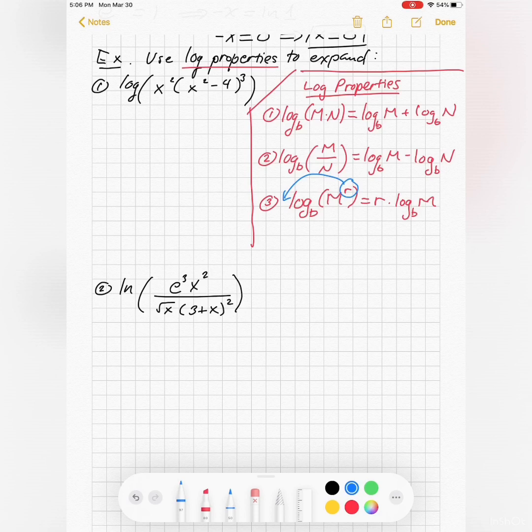So if you're looking at something like example 1 here, notice that I have the log of a product. I have this guy times this guy. Now I do have an exponent, but notice that that exponent 3 is only on the one factor. So I can't actually move that to the front of the whole logarithm because it's not attached to this first factor x squared. So instead, I'm going to first use the fact that I have a product, and so I'm going to use rule 1. So this turns into the log of x squared plus the log of x squared minus 4 cubed. Now I can bring the exponents down.